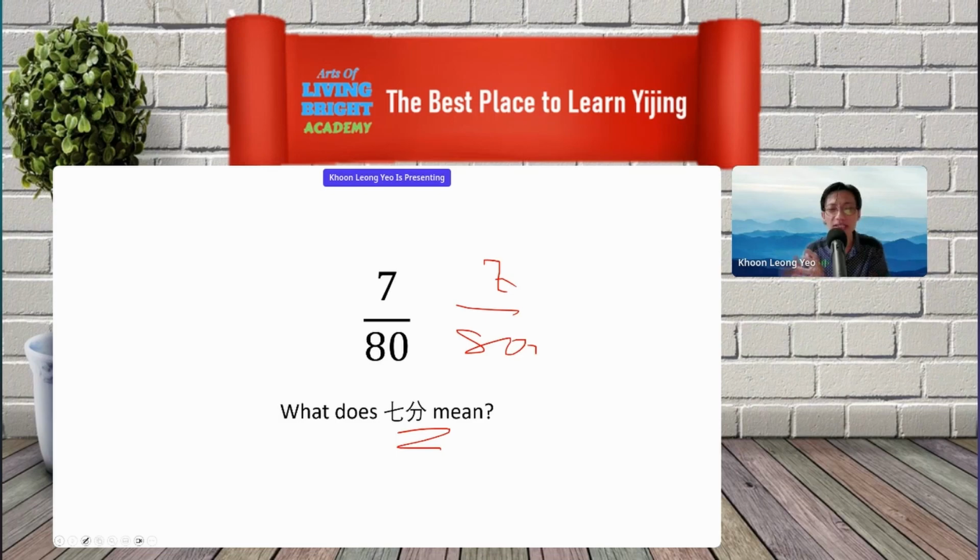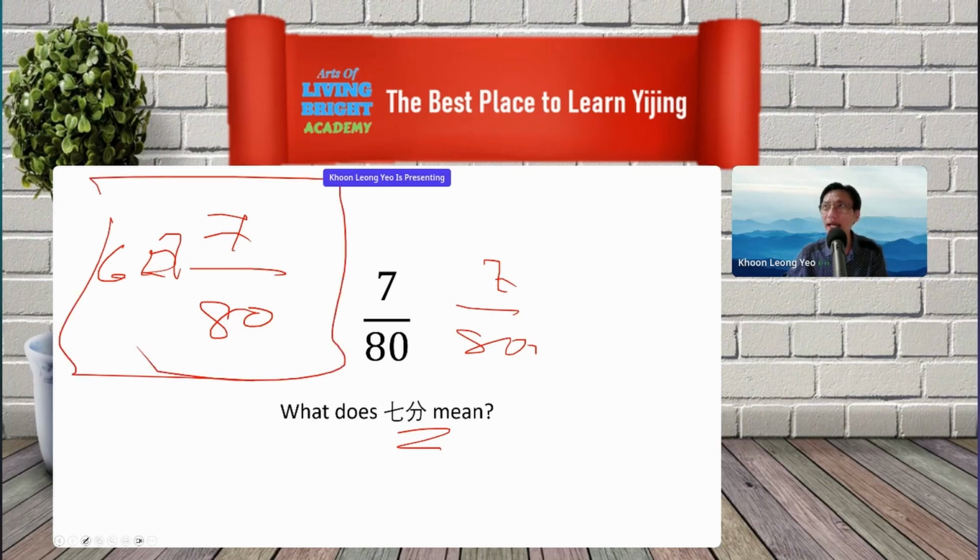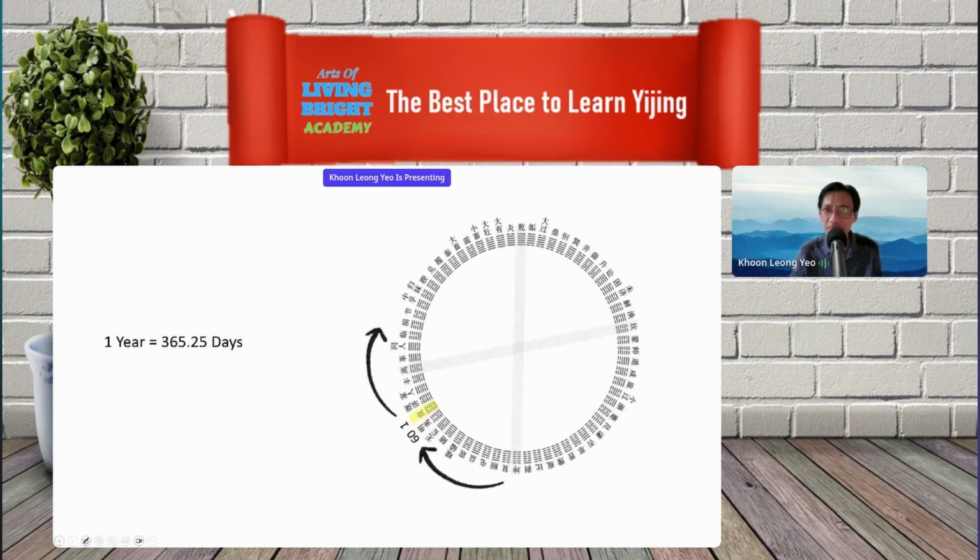Okay, so 六日七分, that 七分 basically means 7 over 80. So 六日七分 means it is 六日 and then 7 over 80. Something like that. Let me show you one time, what this all really means. I'm sure everybody knows that 1 year is actually not 365 days. To be exact, it is 365.25 something days.